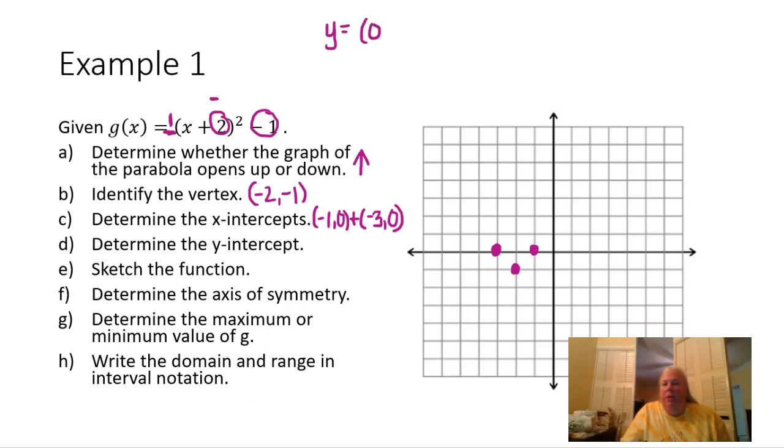So y is equal to 0 plus 2 squared minus 1. Well, 0 plus 2 is just going to be 2, so we've got 2 squared minus 1. 2 squared is 4, and 4 minus 1 is going to be 3. So that means we have a y-intercept right here at 3. The y-intercept is located at the point 0, positive 3.